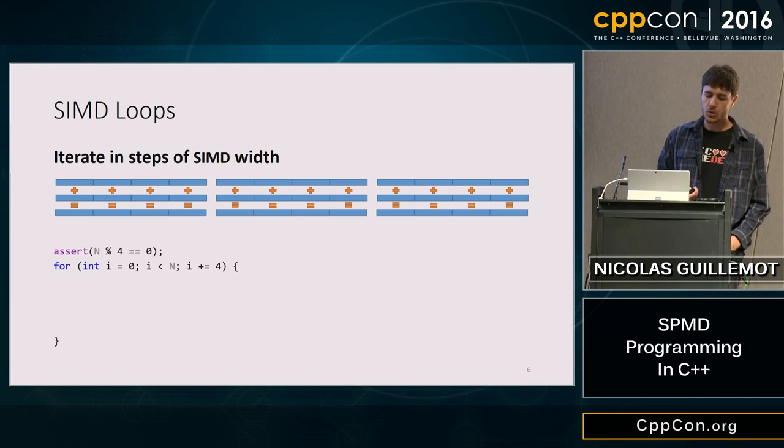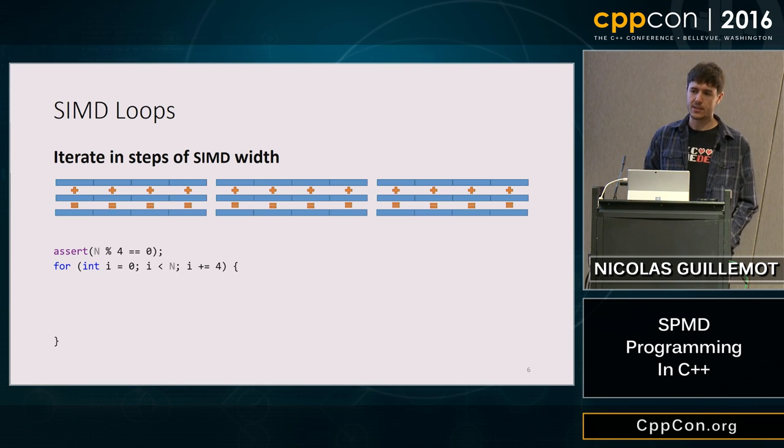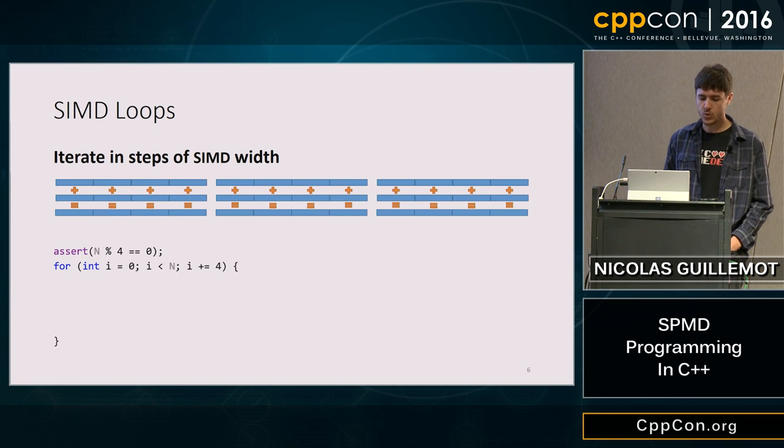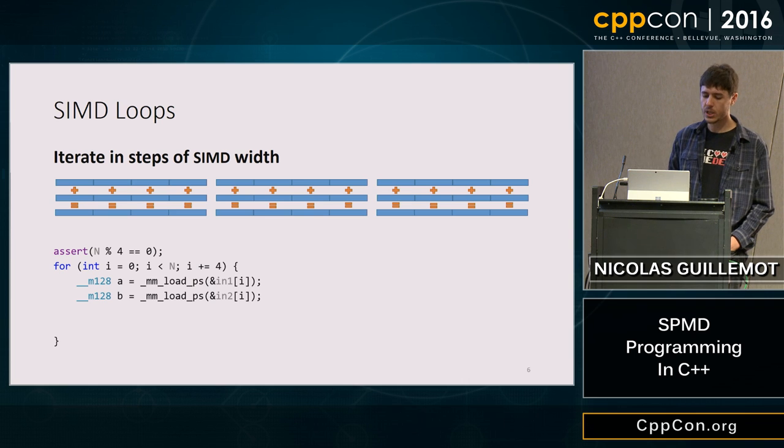If we have to write this in C++ code, we could do something like this. So for simplicity, we'll assume that the n is a multiple of four, just so we don't have any weird trailing objects. And the for loop should be pretty familiar. It's just the same old for loop, but incrementing in steps of four. So at every loop, we load the operands that are going to be inputted. So here, let's use the _mm_load_ps intrinsic, which just takes an address in memory and loads the four floats there.